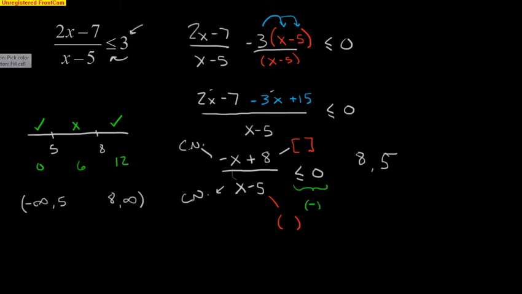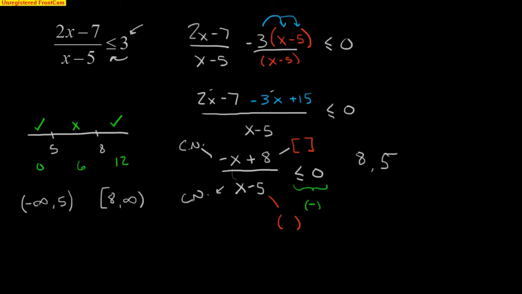Okay, so being very careful here, the critical number from the bottom was 5, so that one has to have a parenthesis. Critical number from the top was 8, and it's okay to be 0 in the top, so I'm allowed to include that. So that's an example here with a rational inequality and how to solve that analytically, or algebraically.